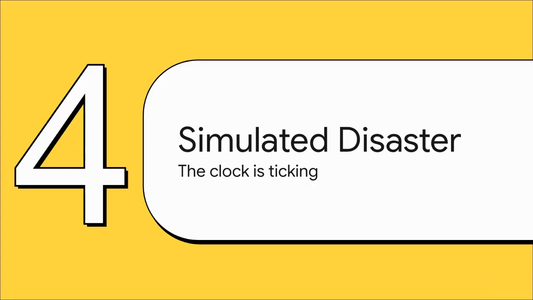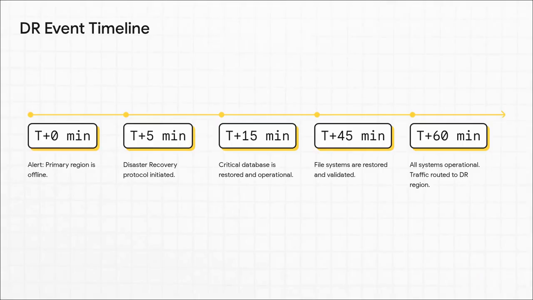All right, let's simulate the worst-case scenario. We've just received the alerts. Our entire primary AWS region is offline. This isn't a single server failure, it is a major event. The DR plan is now active and the clock is ticking. Just watch how our plan unfolds. At time 0, we get the alert. Within 5 minutes, the DR protocol is officially initiated.